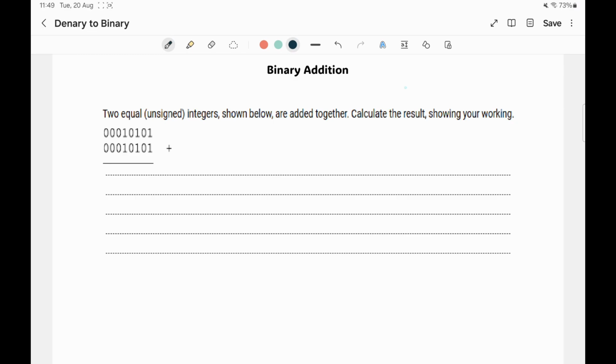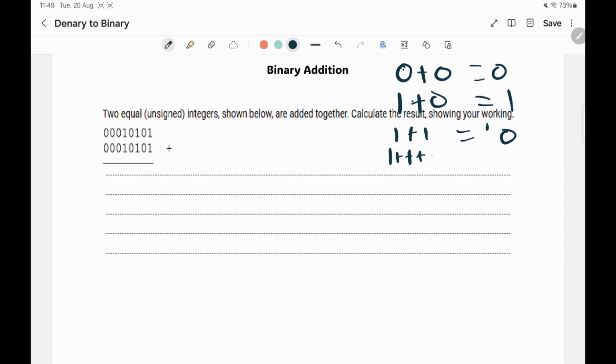Like we've said in the video, you've got 0 plus 0 equals 0. You've got 1 plus 0 equals 1. 1 plus 1 equals a 1 on the step and a 0 in the column. And then 1 plus 1 plus 1 equals a 1 and a 1 on the step. Really simple. So all we do is we take these two numbers and we just go through that method.